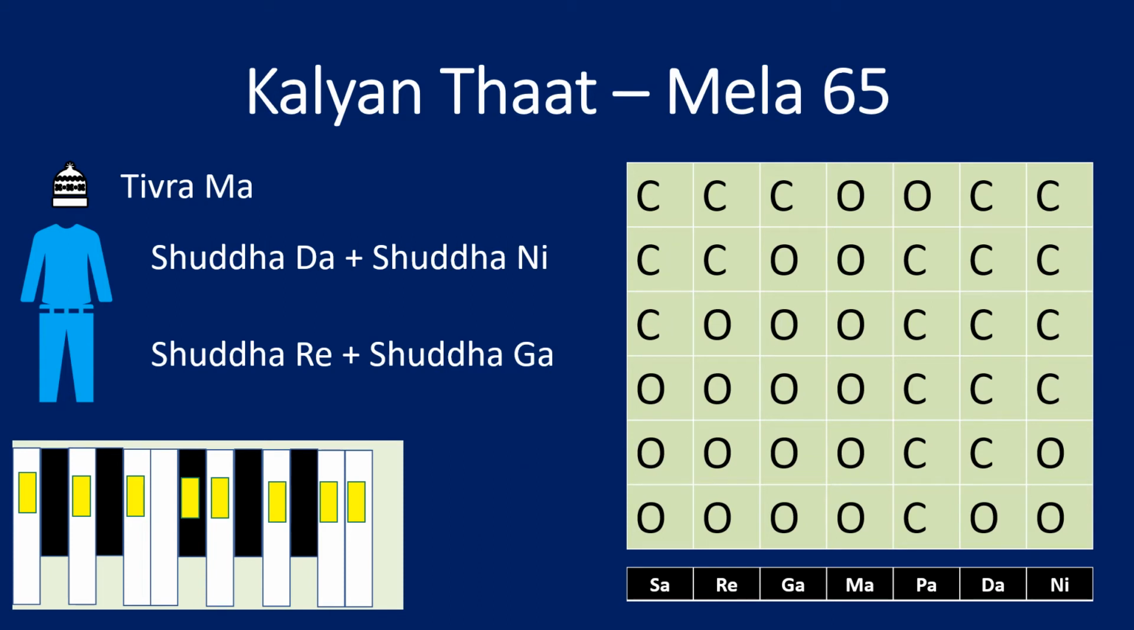Next is Kalyan Thaat. Now here we go back to Bilaval, and in Bilaval, if we change the Ma to Tivra from Shuddha Ma, then you get Kalyan Thaat. All the other notes are the same as Bilaval. So this is also a symmetrical raga because the Da, Ni and Re, Ga are all the same Shuddha combinations.